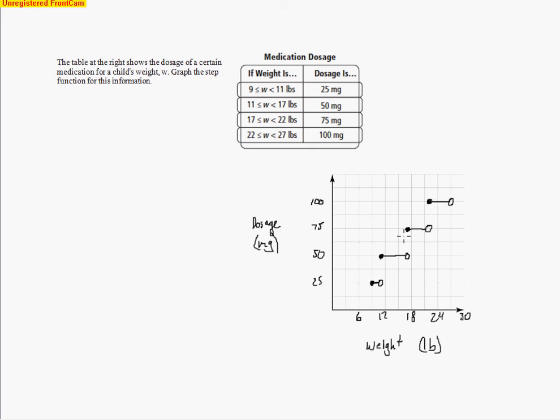So that's a step function. It's a type of piecewise function where the domains change depending on where you're at on the graph.